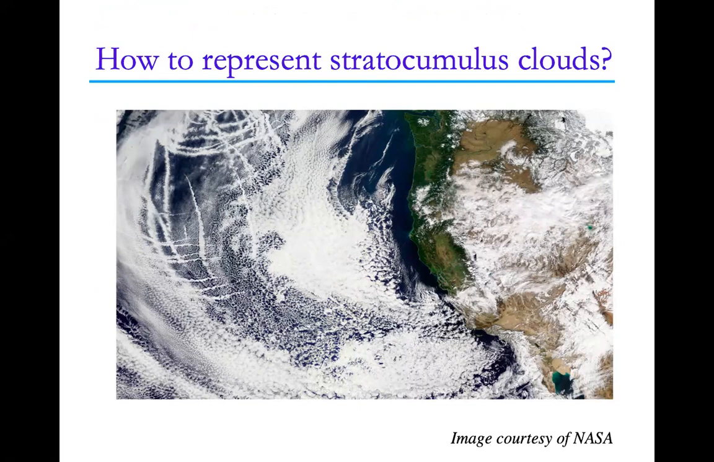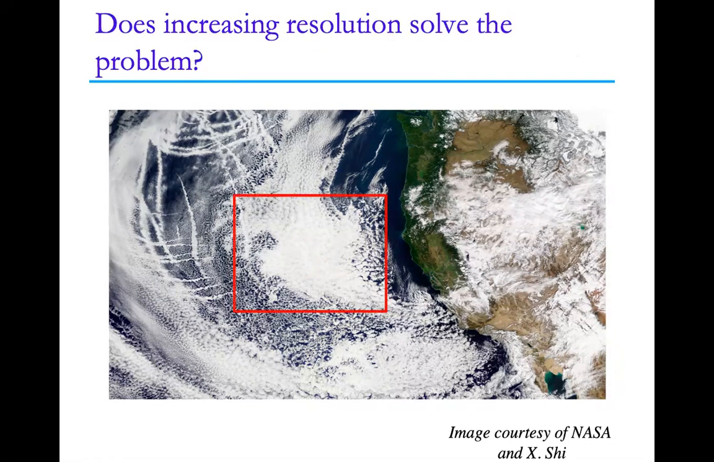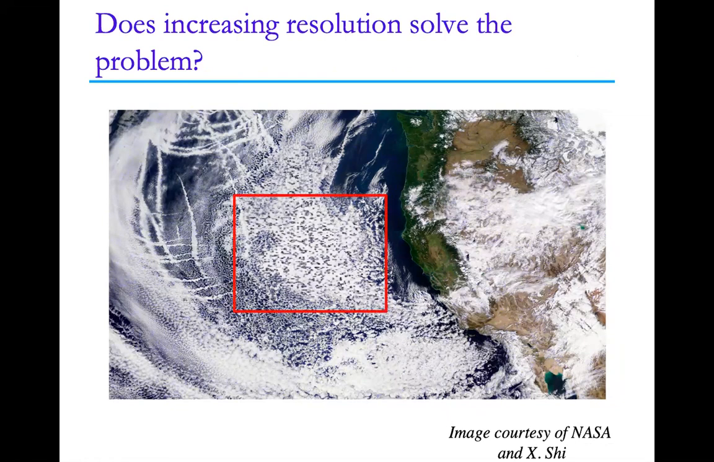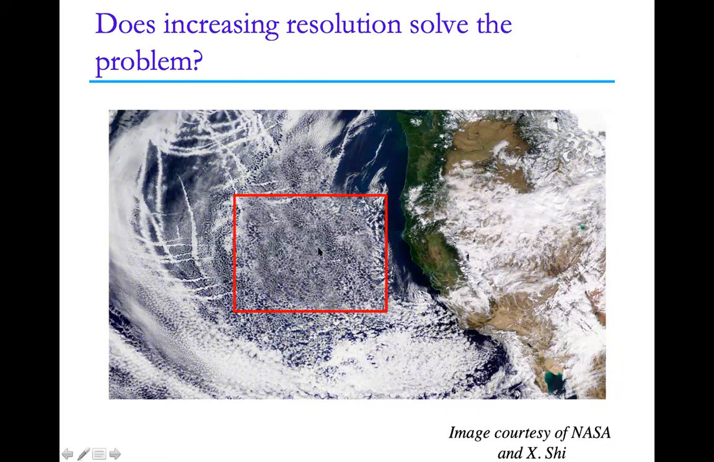And as these global models start running at finer and finer resolution, we wonder if that's going to fix the problem. So if you look at this image off the coast of California showing all of these stratocumulus clouds, if you run a global simulation at 1 kilometer resolution, sometimes what you see happening is that instead of having closed cell convection, you end up with open cells, and the cloud coverage is much less than what would be expected. So increasing the resolution doesn't necessarily fix this problem.